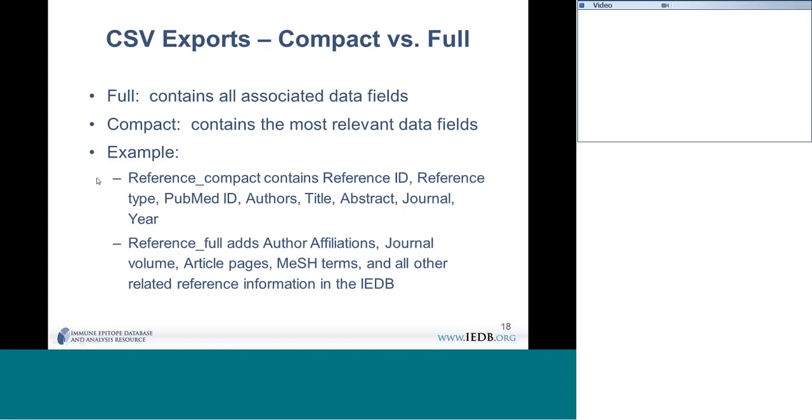And as a brief example, the references is pretty easy to show you the fields here. In the compact version, you'll get the reference ID, PubMed ID, authors, the abstract, and journal, and year. And the full download will have additional information of all the author affiliations, the complete journal citation, MeSH terms, and any other related material. So if you have questions about the download, especially the XML and MySQL, please see Ward or Lauren while you're here.